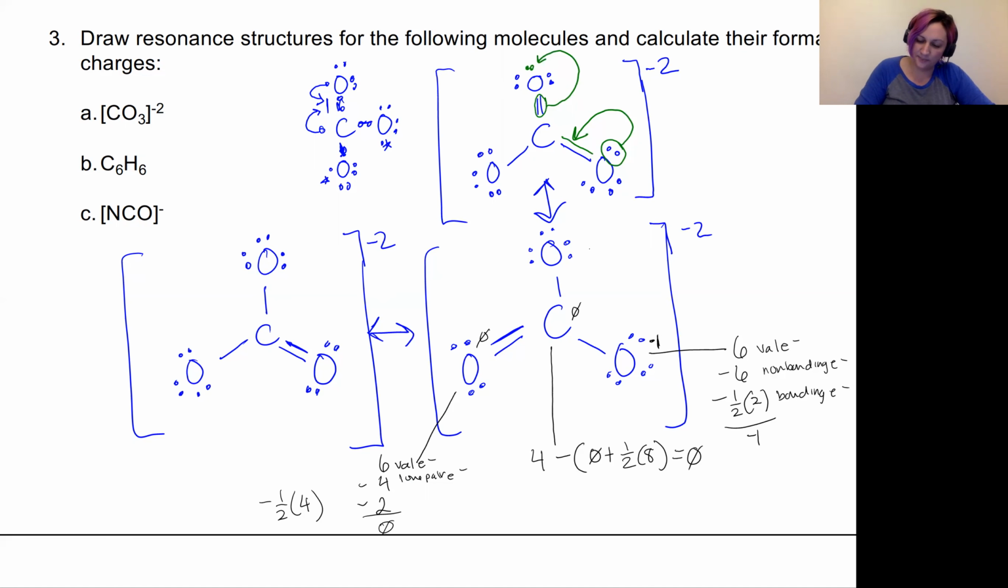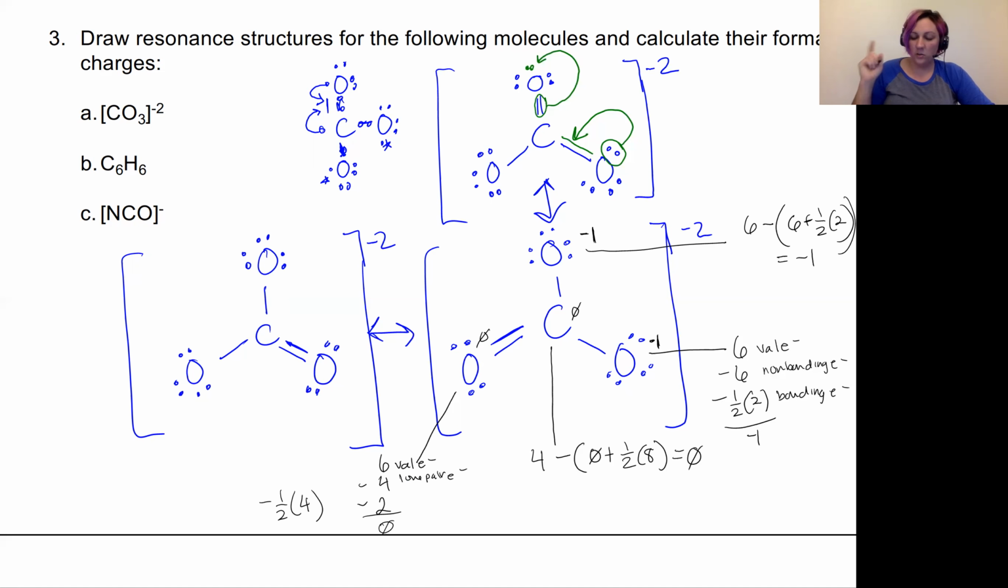Last one right here. So this one's really similar to the one we did previously. So it has 6 valence electrons minus the 6 electrons that are non-bonding, and then also minus, within the sum of the parentheses, the 1/2 of the 2 electrons that are participating in a bond. So that's going to give me a value of -1.